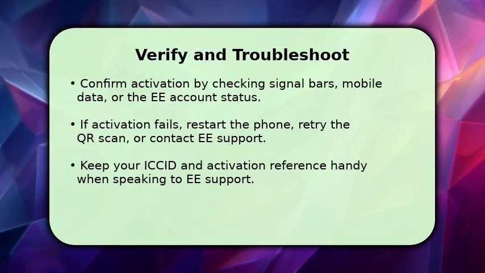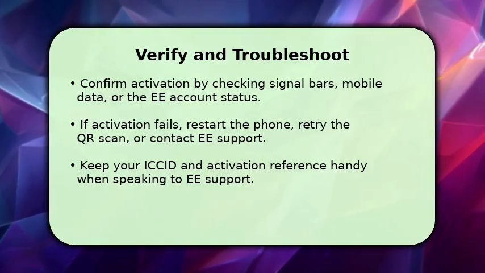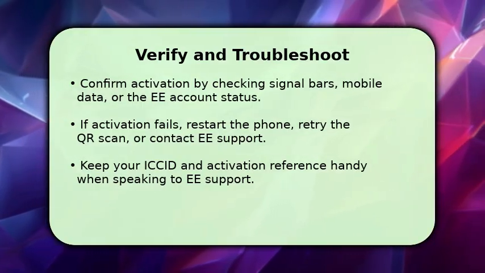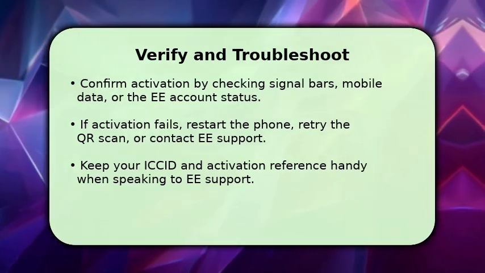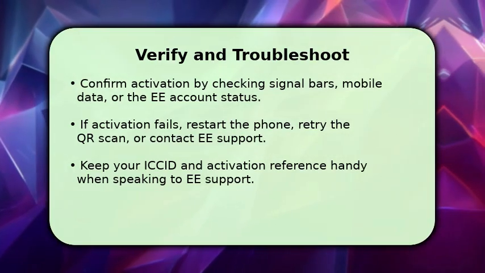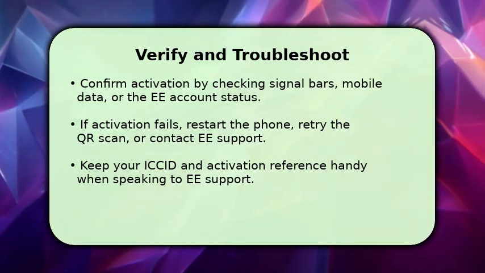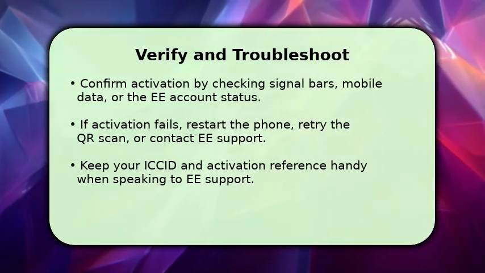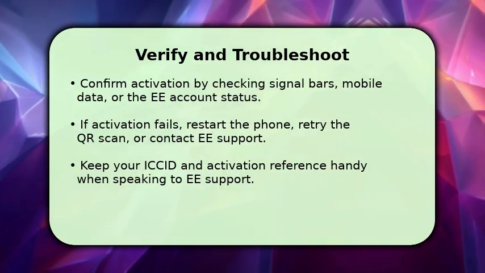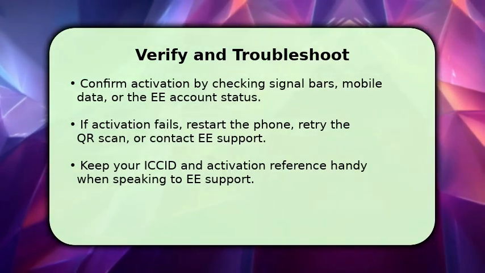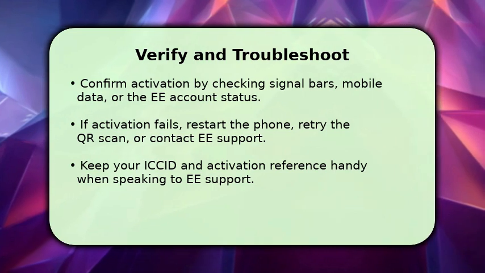Open the My EE app or your online account to view the active eSIM profile and confirm the ICCID matches the provided activation details. If activation fails, restart the phone and retry scanning the QR code or re-entering the activation details carefully. Contact EE support if issues persist and have your ICCID and activation reference ready to speed things up.